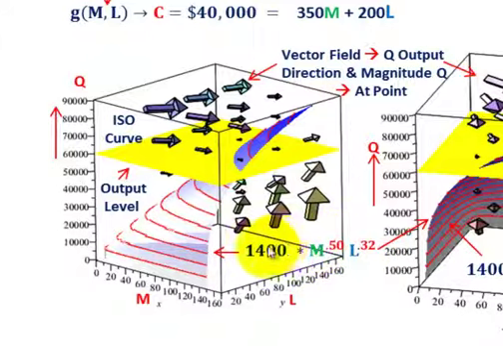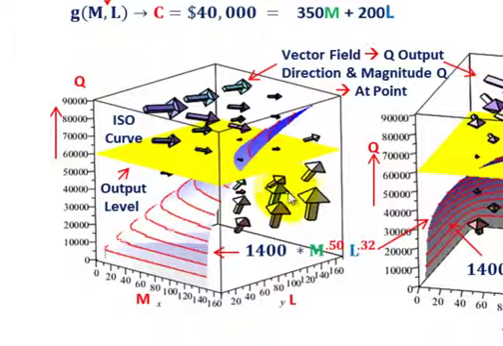But the key is, what we really want to look at and get an idea of is that we're going to have what they refer to as a vector field for our Q, or output, and that's really the direction and magnitude of our output or our revenue at a certain point. So what's really interesting about this is you don't have to try to understand all these equations. We're going to be looking at it from the visual perspective.